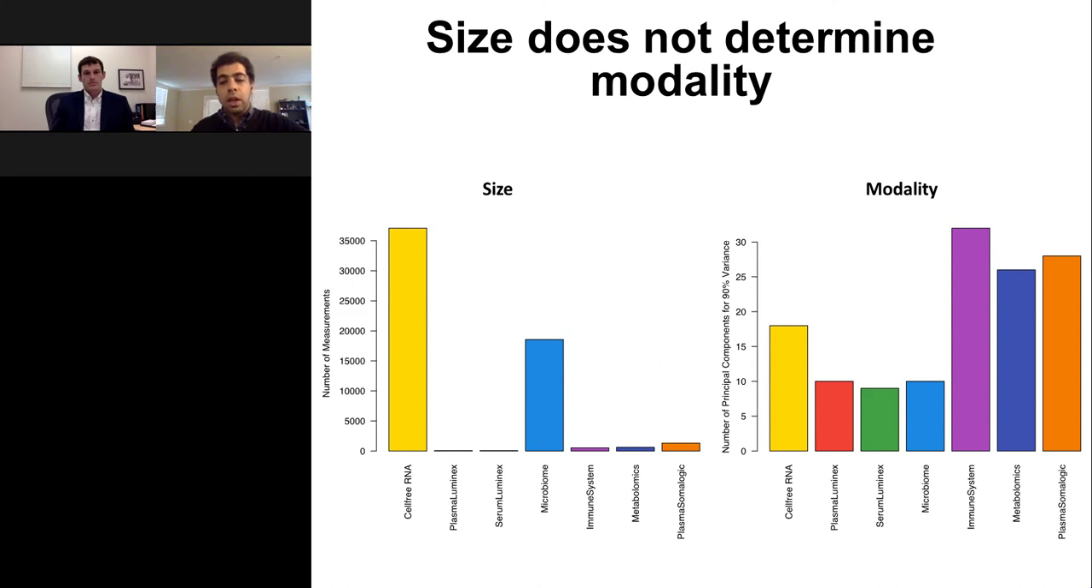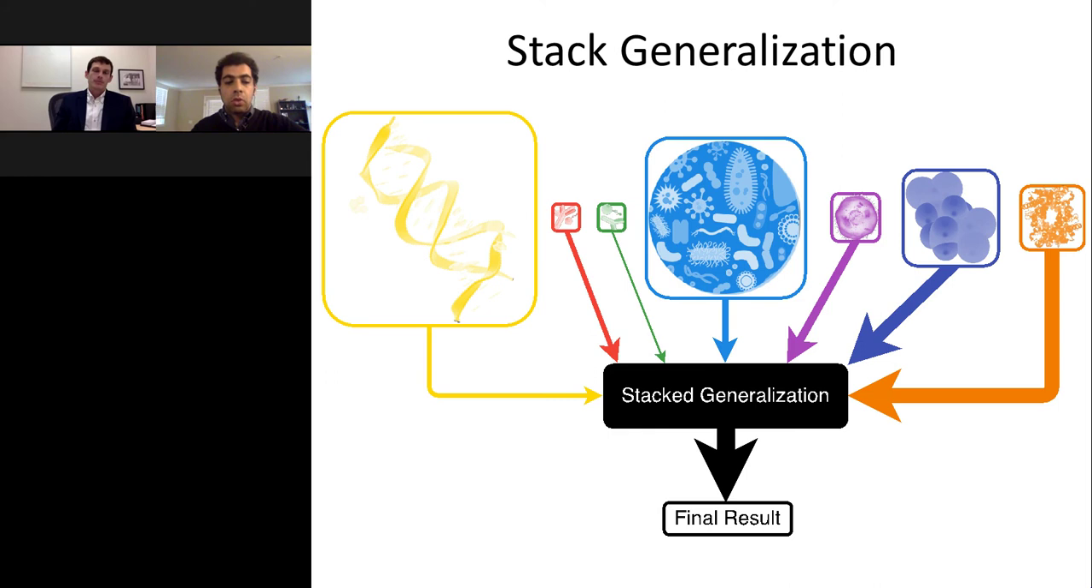You can see that the mass cytometry assay, for example, has a very high level of modality, even though it doesn't have as many measurements compared to cell-free RNA or microbiome. So we had to modify our strategy to account for this.